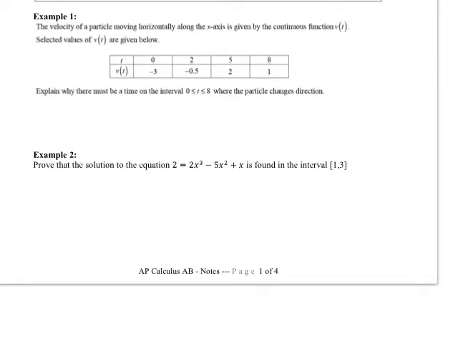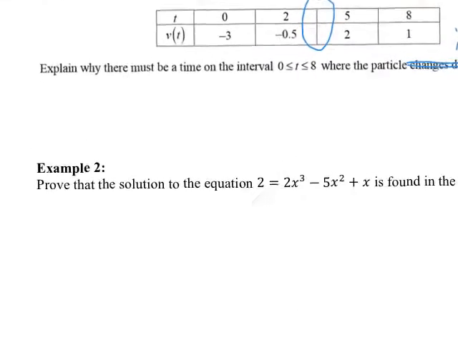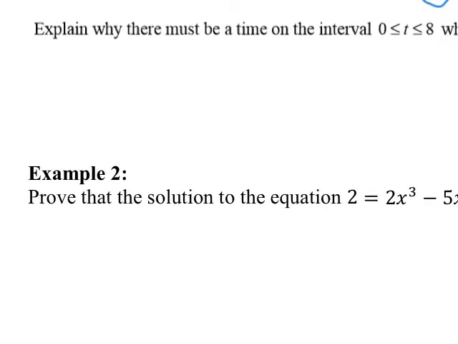And I'm going to change some of this text here. Explain why there must be a time where the particle, I want to change this to, is at rest. Because it's obvious that if this is the velocity, we have negative velocity and positive velocity, and then it's obvious that the particle was at one time moving in a negative direction and then at another time moving in a positive direction. But we want to prove it's at rest. So the way we go about doing that is we notice that there's a sign change between time 2 and 5. And I'm going to zoom in on here to make more room for writing.